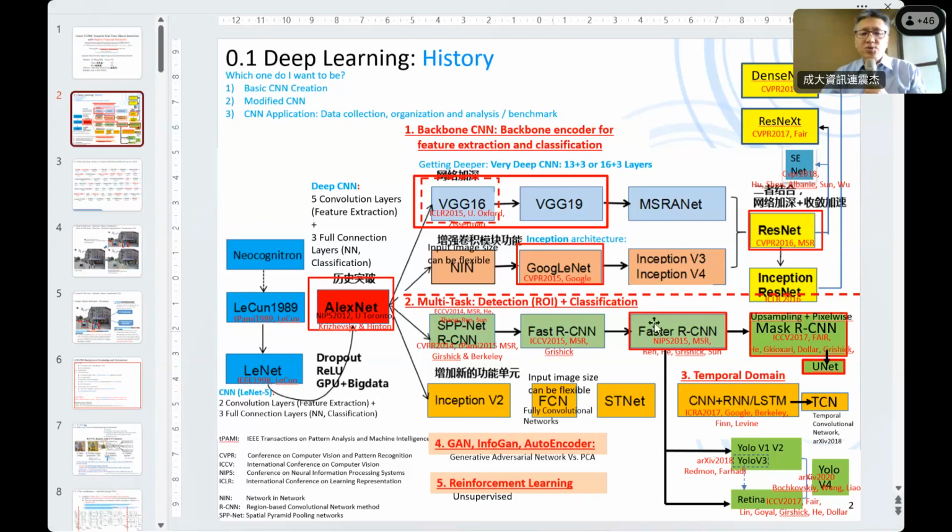So in this one, the basic is like Faster RCNN and Mask RCNN, for example. Their network is the same. The only difference is the loss function. The loss function for Faster RCNN is bounding box and classification. For Mask RCNN, the head is segmentation and classification.